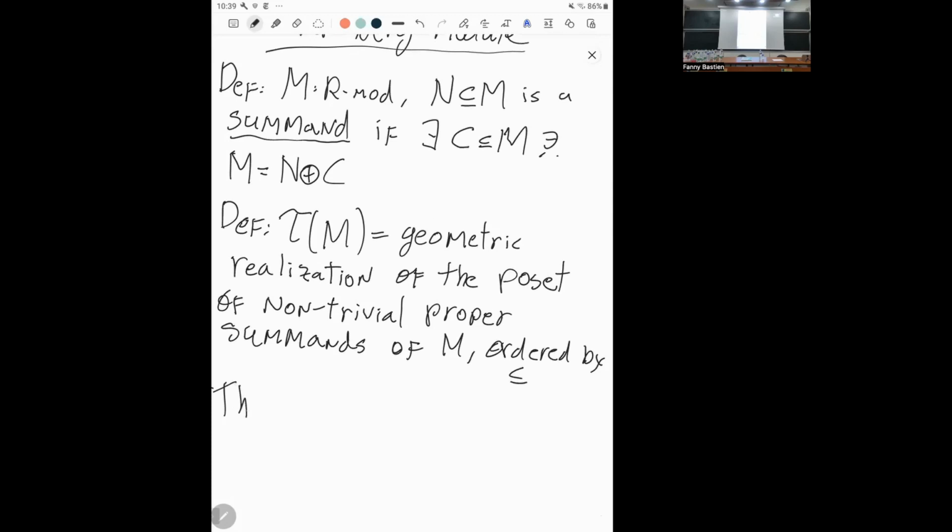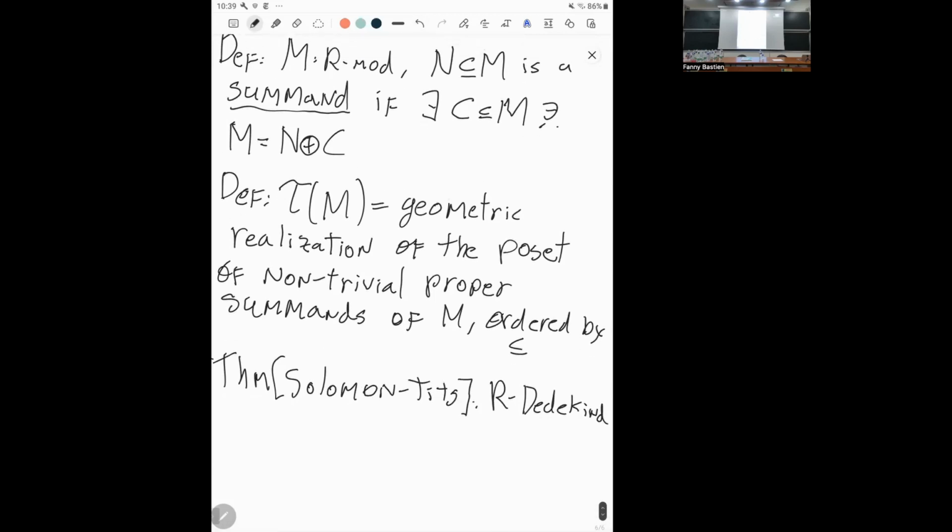Now, it's a theorem due to Solomon and Tits that for R a Dedekind domain, the Tits building on R^n is homotopy equivalent to a wedge of infinitely many (n-2)-spheres. So it's just a bunch of spheres in dimension n-2 attached along some common base point.